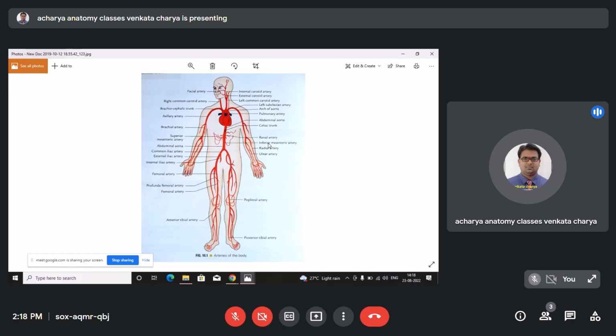Okay, then come to the fetal circulation. Fetal circulation is a 10 marks question. So see here, observe this picture. This one is the body of the baby. Okay, it is the body of the baby.